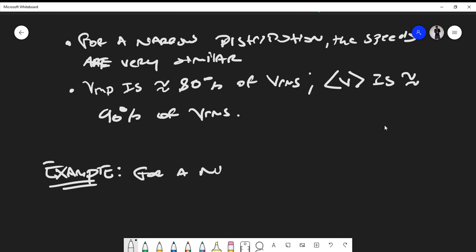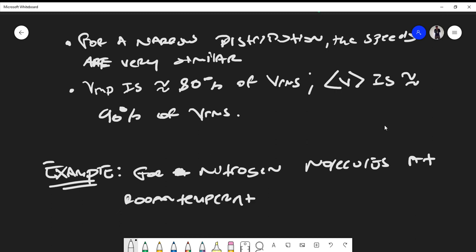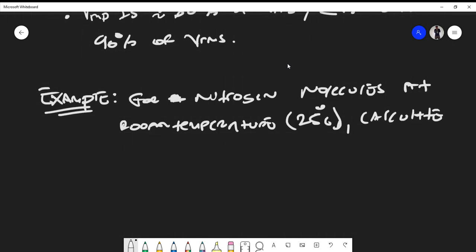For nitrogen molecules, so not for A, but for nitrogen molecules at room temperature, again 25 degrees C, we want to calculate the root mean square speed, the average speed, and the most probable speed. So we're going to calculate average speed, Vrms, and Vmp. How do we do it? Let's start with the root mean square speed first.